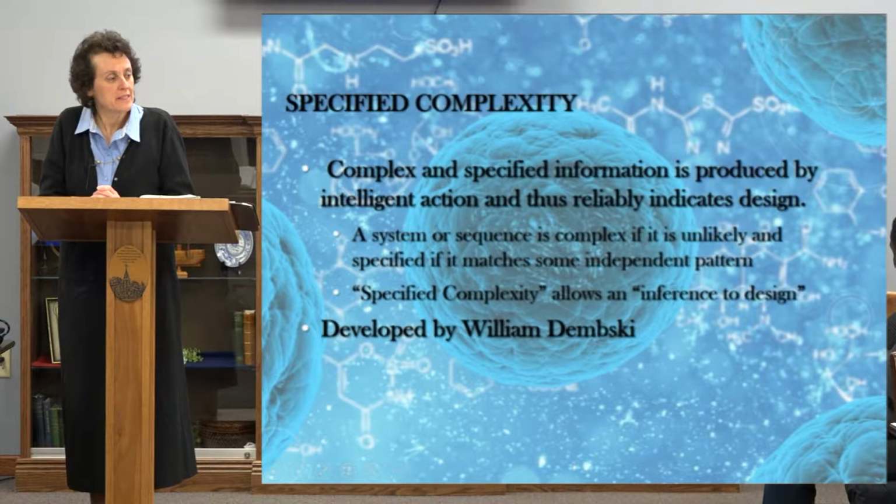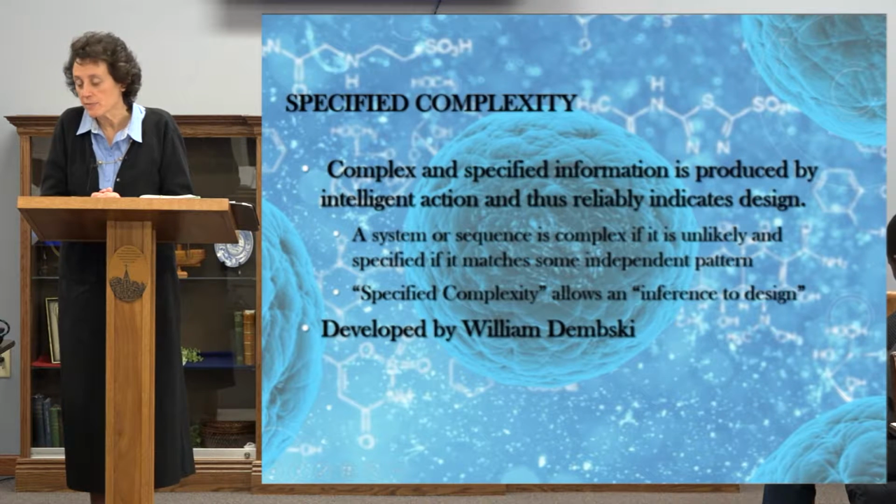So we all know what complexity is. The goal here is, how do we tell something is complex? We're going to use the word detect a lot today. How do we detect design? Or as William Dembski put it, how do we make an inference to design? So specified complexity, and we're going to be dealing a lot with information. In fact, a lot of times in intelligent design literature, you'll see CSI, and that is complex specified information.